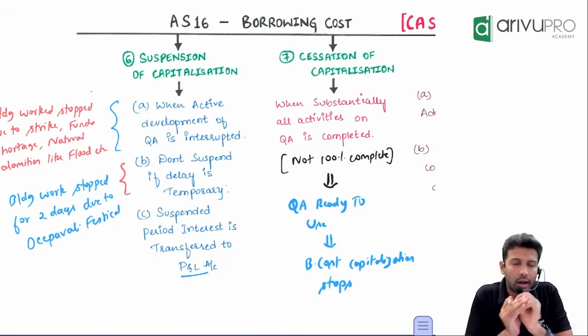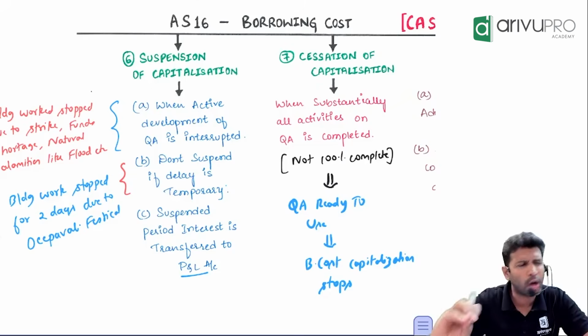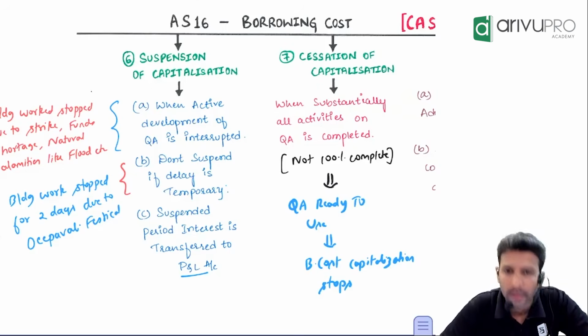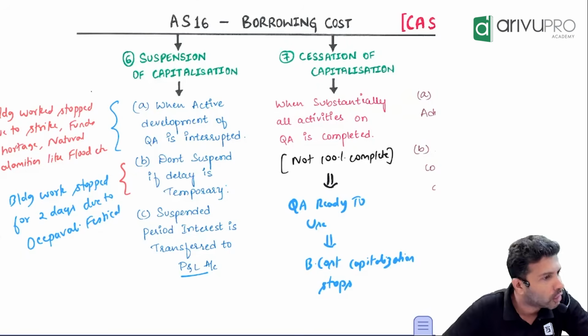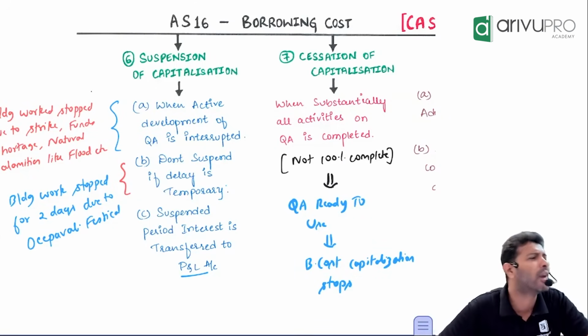Sir, once again, excuse me. When you're doing a construction, small temporary haltings here and there will happen. Like Sundays, will any worker work? No. That means every Sunday's interest cost you will transfer to P&L, or is that normal?